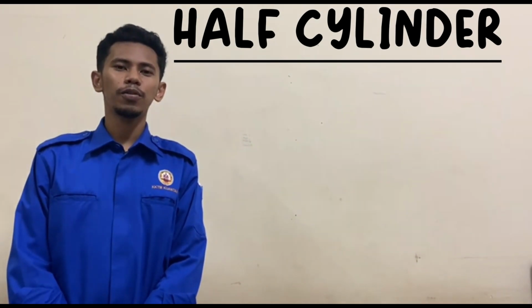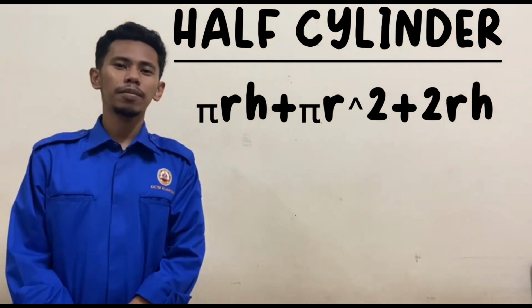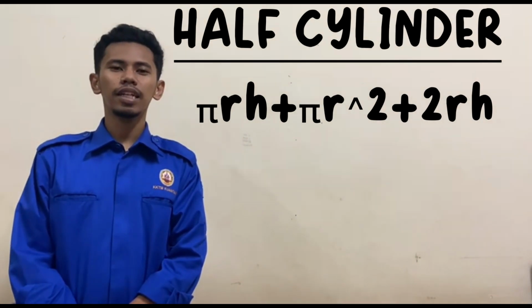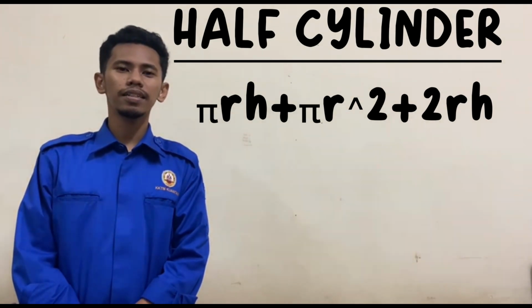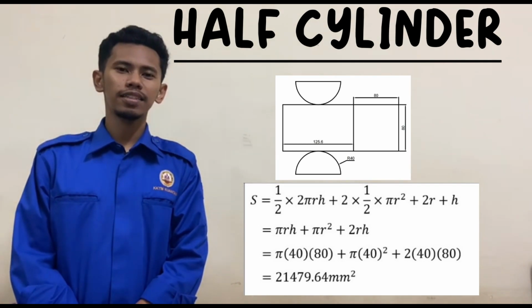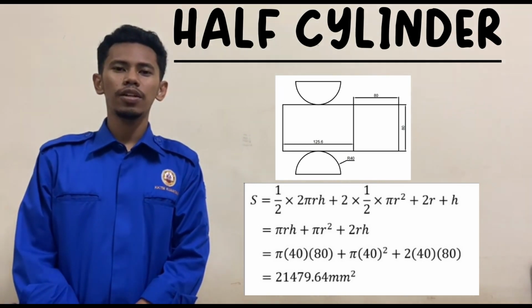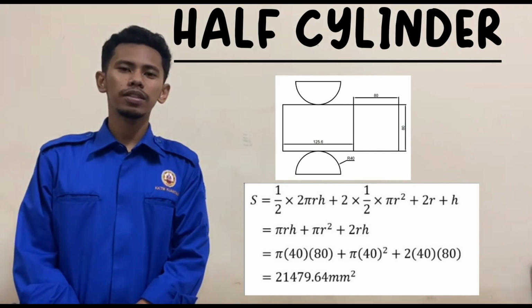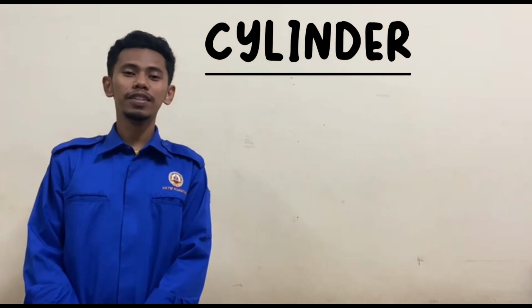For the half cylinder, we use the equation pi times r times h plus pi times r square plus 2 times r times h, where r is 40 and h is 80. When we substitute into the equation, we get 21,479.64 millimeters square. Next, for the cylinder.